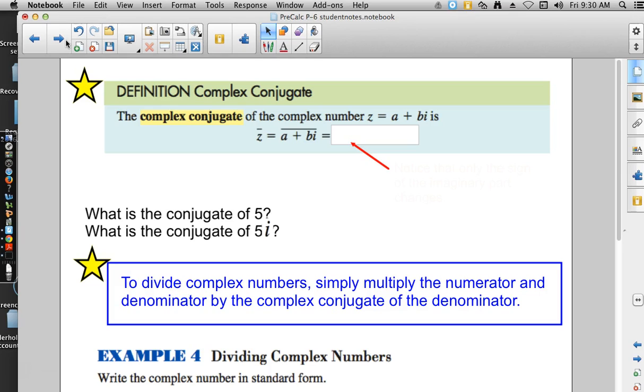So if you have a z, which is a plus bi, then the conjugate of that, notice this was a little bit of new notation for us here. There is a segment symbol above these to indicate the conjugate. That's going to be a minus bi. So what we see here is, really all that changes is the sign between the two terms. That's it. So the only thing that changes is the sign between the real part and the imaginary part. Why would they do that? Why would they change the sign?